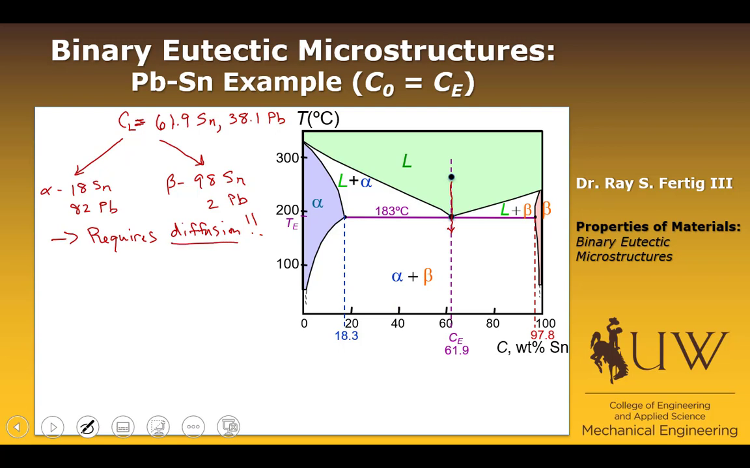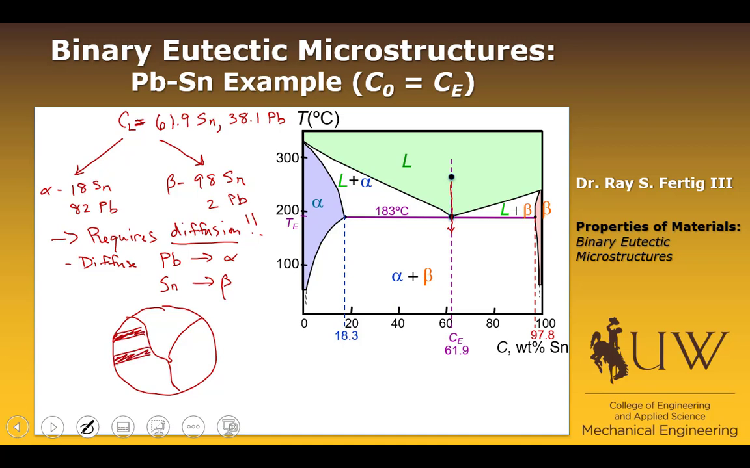Okay, so we need to diffuse, in this case, lead to alpha, right? So we have more lead, and we need to diffuse tin to beta. But that's the diffusive processes that need to occur. So what we would actually draw to make this microstructure is there's the grains still exist, but it actually forms a lamellar microstructure.